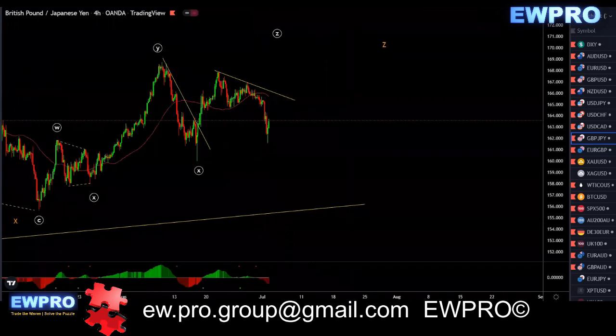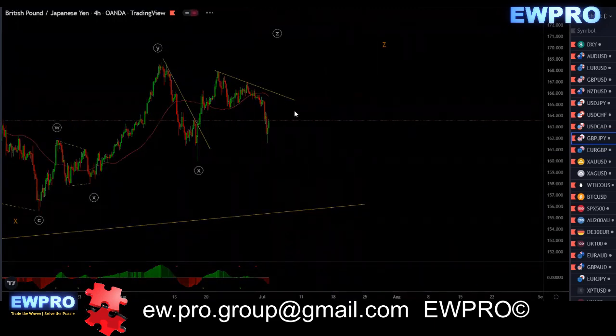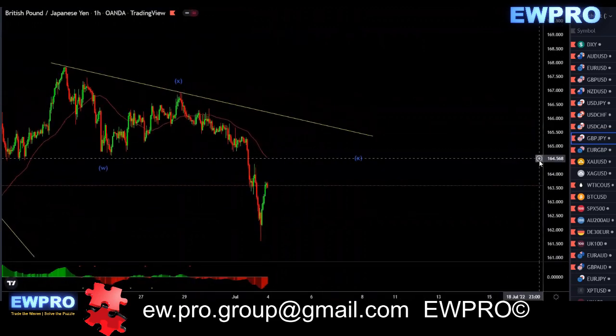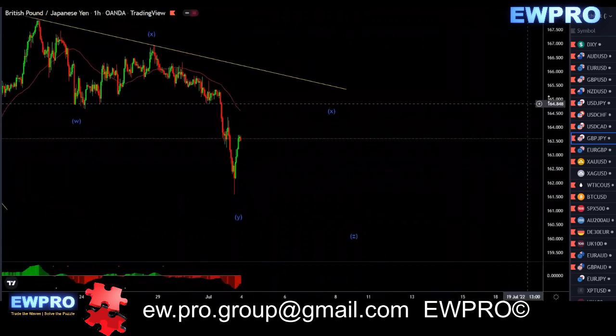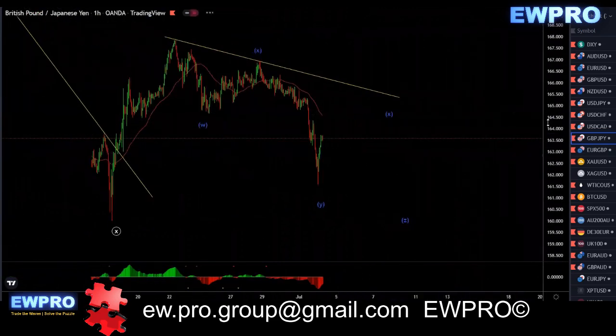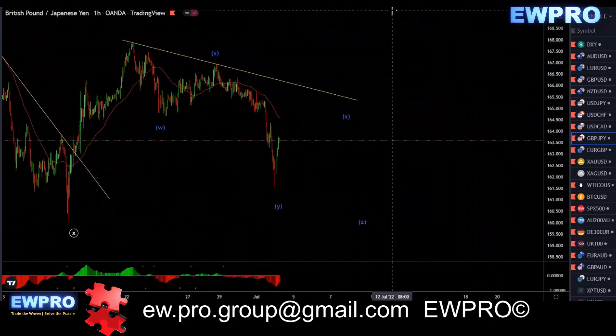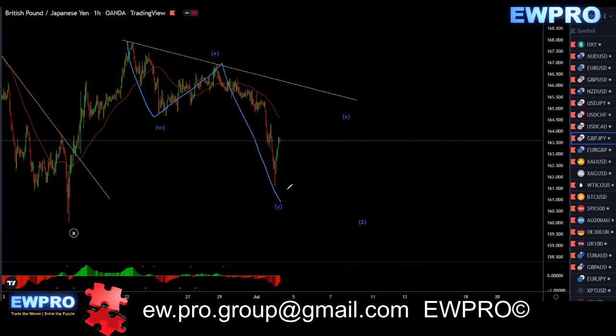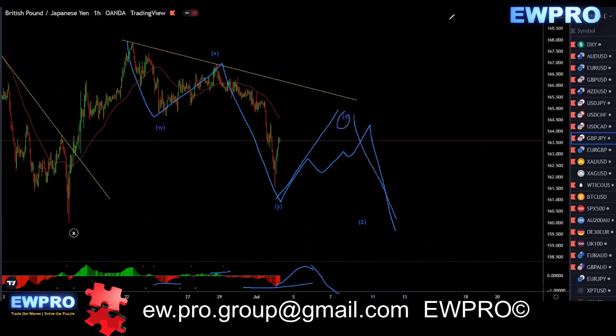On the H1, you can see what I'm looking at, and you're probably better off to trade this H1. So we're looking at W, X, Y. We're still in this wave Y, but we'll be looking for an X2 and then a Z down. We don't have any bullish divergence, so we may get a bear hidden in here again. May get a bear hidden in that X2, and then we get that Z down.